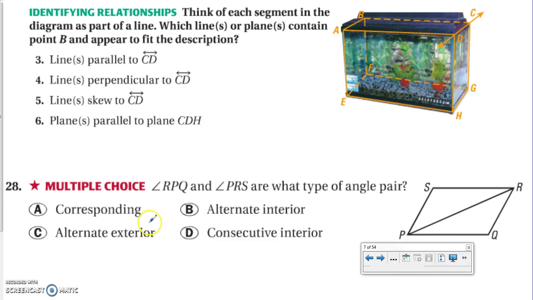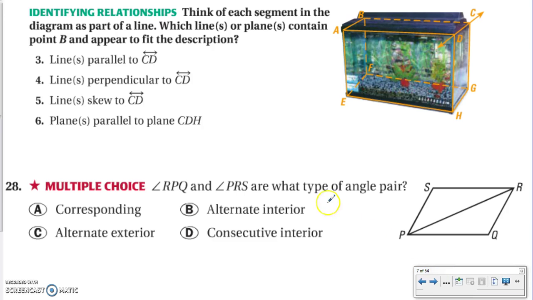So I'm going to go over a few of the problems, not going to go over all of them. So you had pages 150 to 151, number 1, 3 through 6, 18 through 23, and then 28. I don't have 18 through 23 up here because that is just like the warm-up we just did and like example 2 that we did yesterday where you're identifying the different angles. So this 3 through 6 part, think of each segment in the diagram as part of a line. So this is like example 1 that we did on yesterday's notes. Which lines or planes contain point B and appear to fit the description?